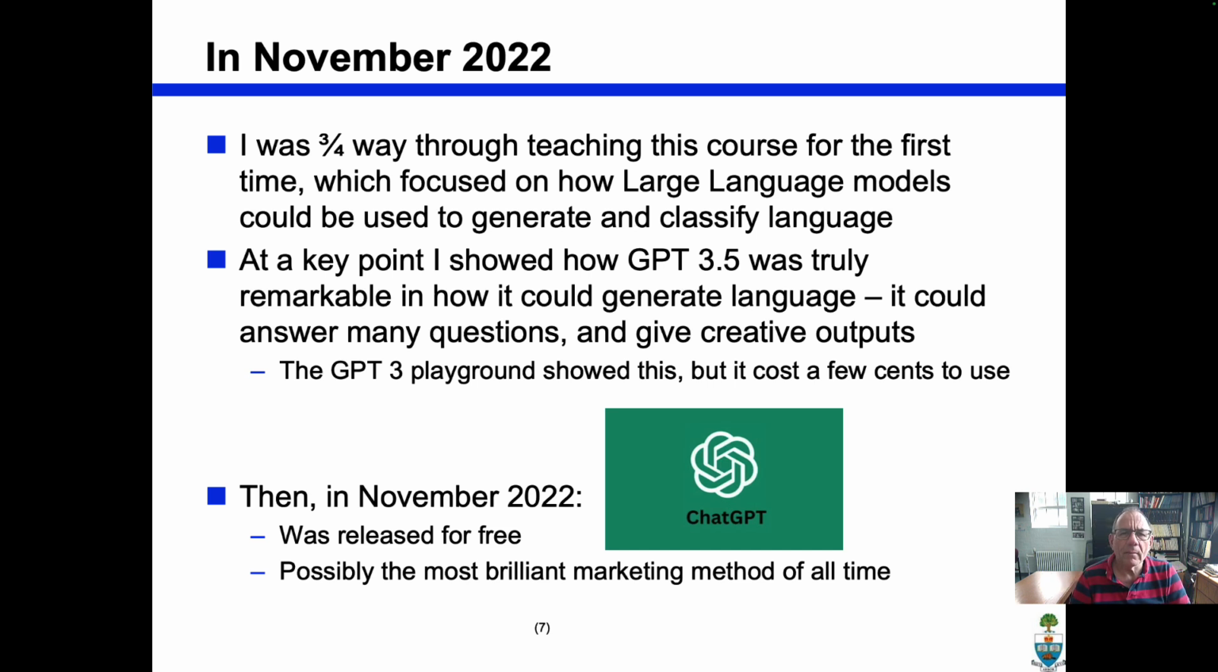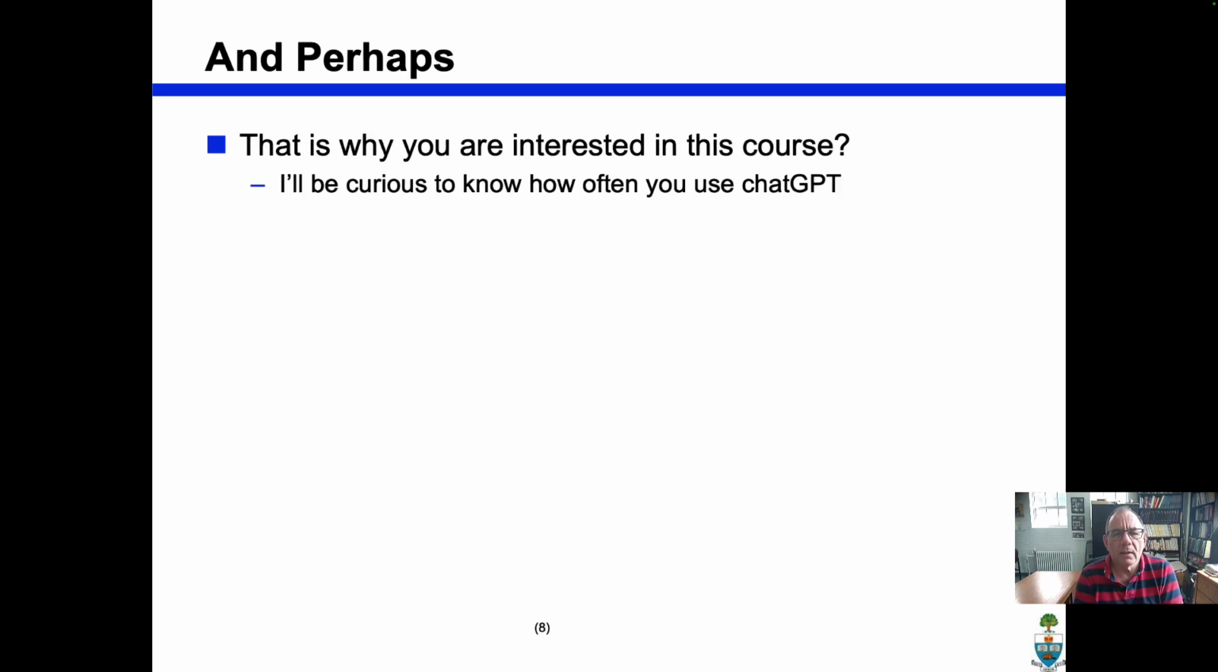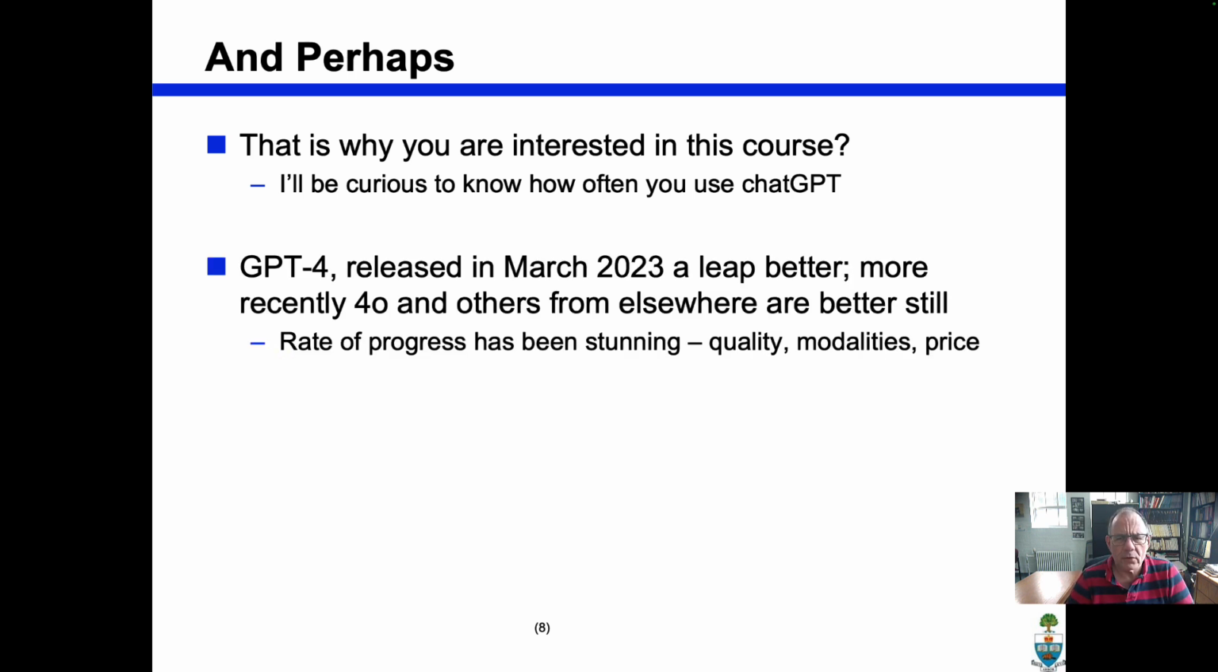tactics of all time, because the world woke up and said, what is this? And perhaps that's why you're interested in this course. And I'll be interested to know how often you use ChatGPT for various reasons. In March 2023, GPT-4 was released, and it was a whole leap better. We'll talk about that and the measurements that were made that showed that. More recently, 4.0 and others from elsewhere are better still.